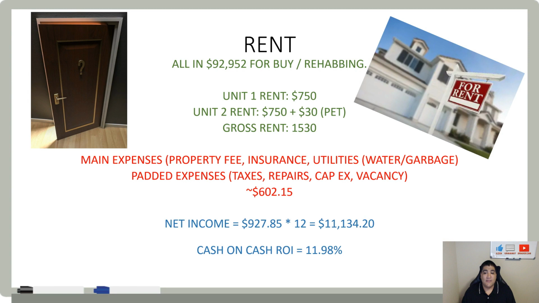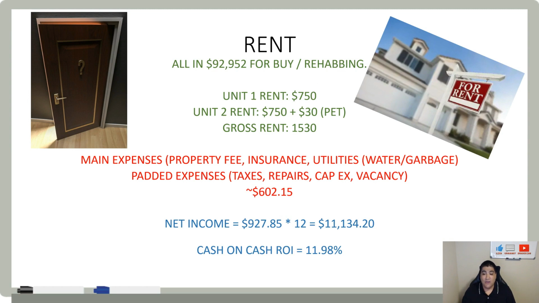So my main expenses cost $602.15. So my gross rent is $1,530. My expenses is $602.15. Right here, my net income for this property comes in at $927.85. Multiply that by 12. That gives me $11,134.20 of net income in a year.